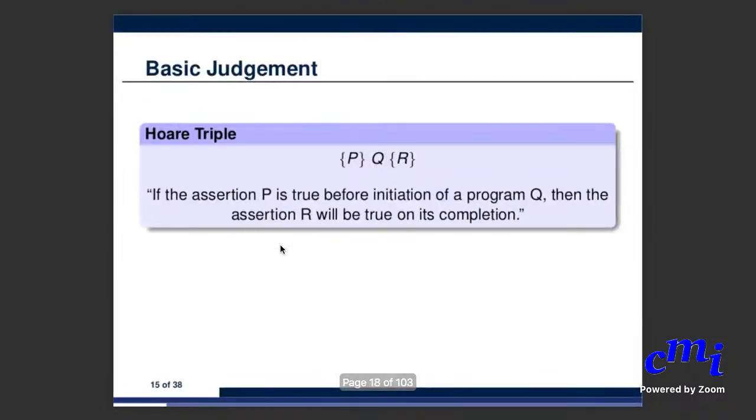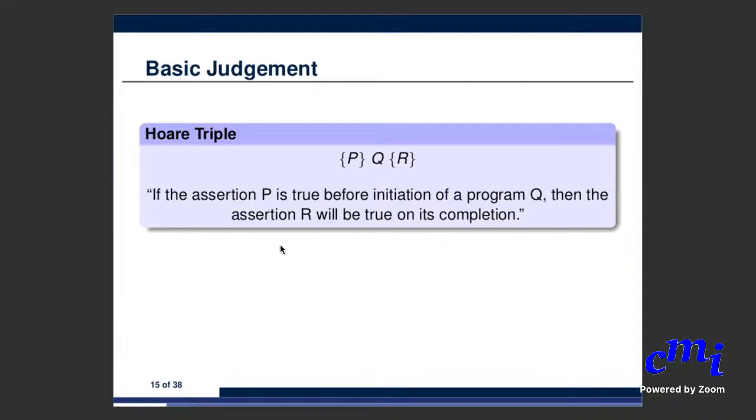Okay, and that's what this is. This is some historical notes. This is the basic judgment, and it's called a Hoare triple, which is what I showed you. Here P and R are logical formulas drawn from some logic. They can be propositional logic or first order logic. We will be using first order logic because programs have data types and so on. Whereas Q here is actual programming, a fragment of code.